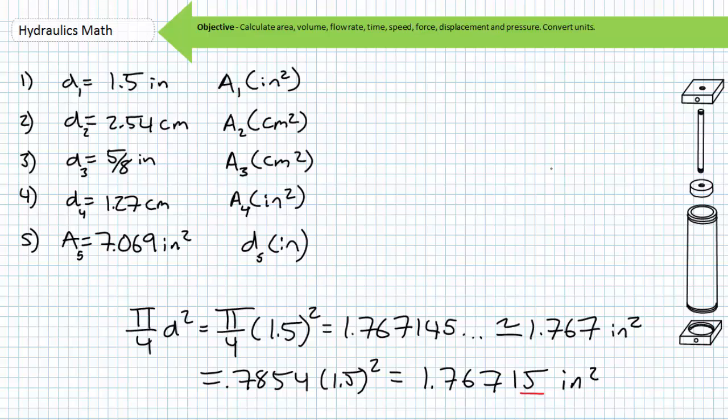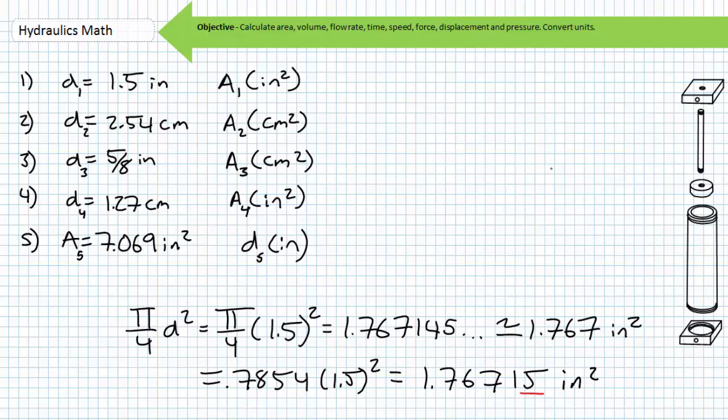If, however, I wish to approximate pi over 4 as 0.7854, this same calculation yields a value of 1.76715 square inches. Which answer is correct? Neither. They're both approximations since they both use approximations of pi. For our purposes, however, the differences are negligible. Use whichever method you feel more comfortable with. Pi over 4 or 0.7854 are, for our purposes, the same thing.